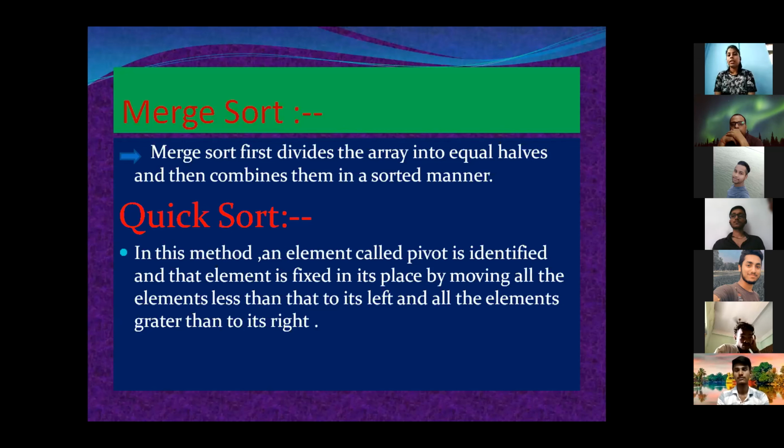In this method, an element called pivot is identified and that element is fixed in a place by moving all the elements less than it to its left and all the elements greater than it to its right side.